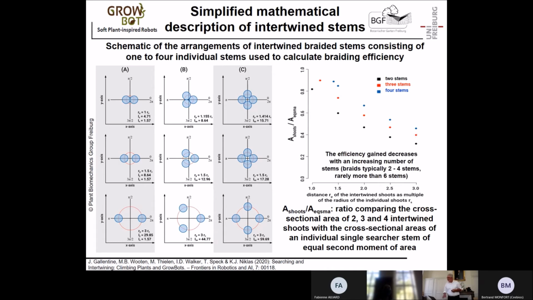What's interesting is that with the number of stems, the effect decreases. The best effect we have is 2 stems, a slightly less effect is 3, and even less with 4 stems. Because with the number of stems, the effect decreases. And this might be a reason why you typically find braids in nature with 2 to 4 stems and rarely more than 6 stems, because then the game is lost.